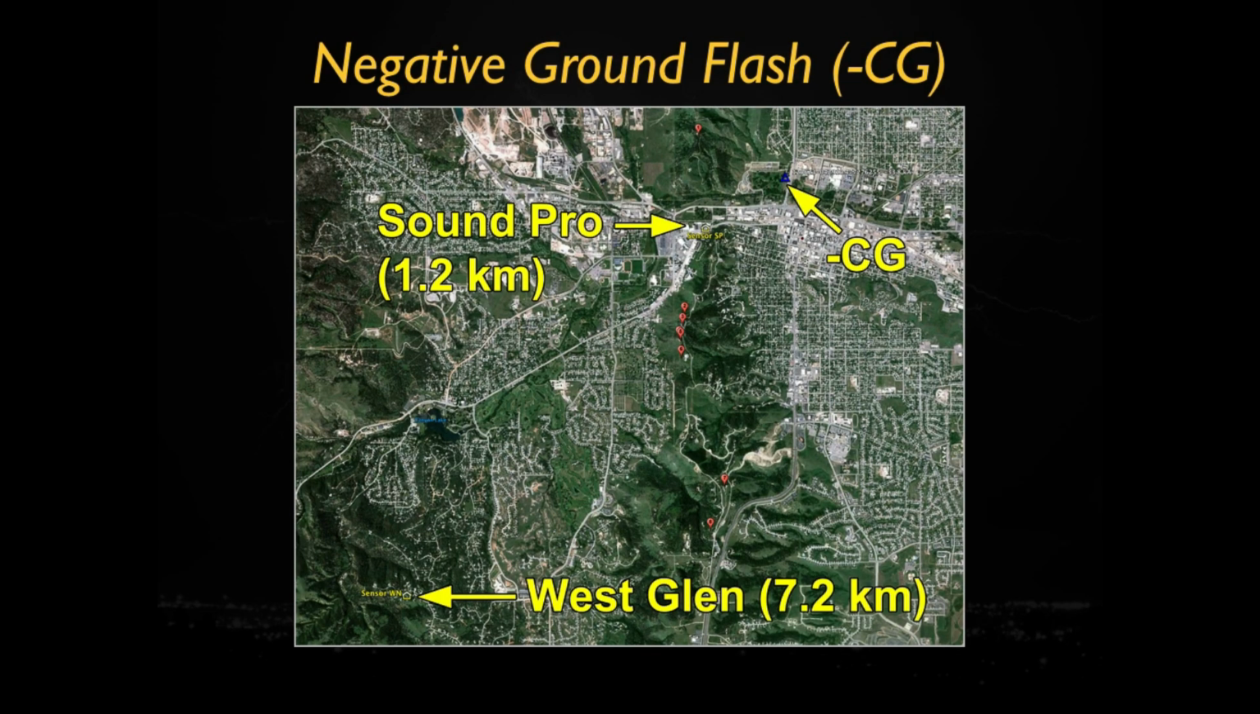So let's look at another case. In this case, we're going to see the difference due to the distance of the sensors away from the actual return stroke. We had a negative CG that was located here. At 1.2 kilometers away was one of the sensors, and the other sensor that had 2 fast antennas and the slow antenna was located at 7.2 kilometers away.